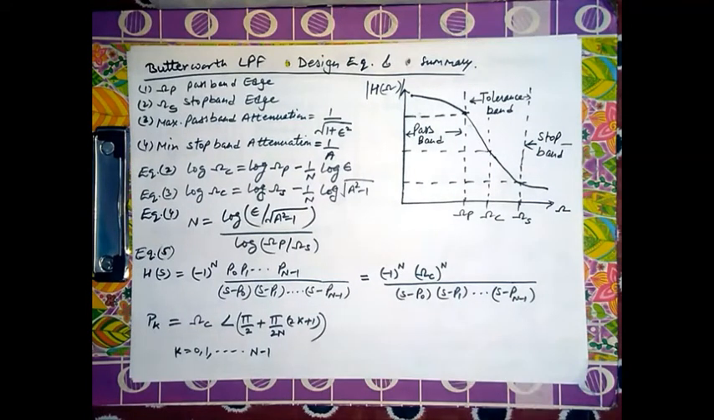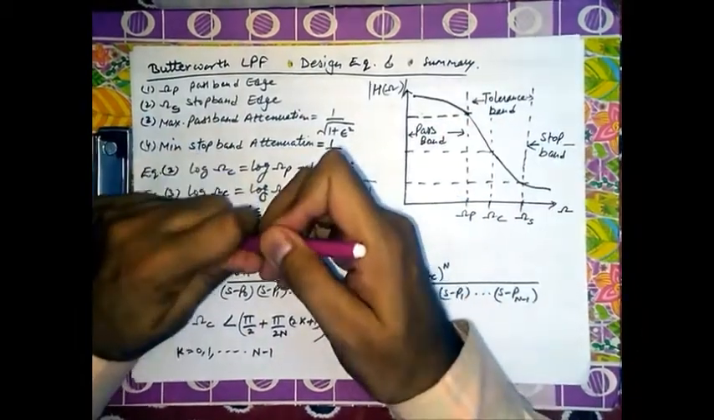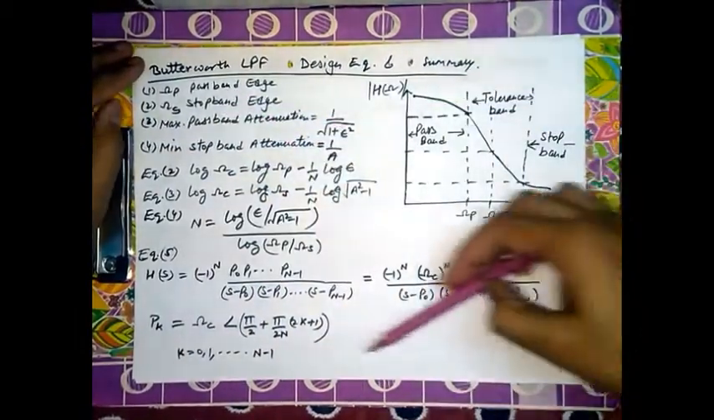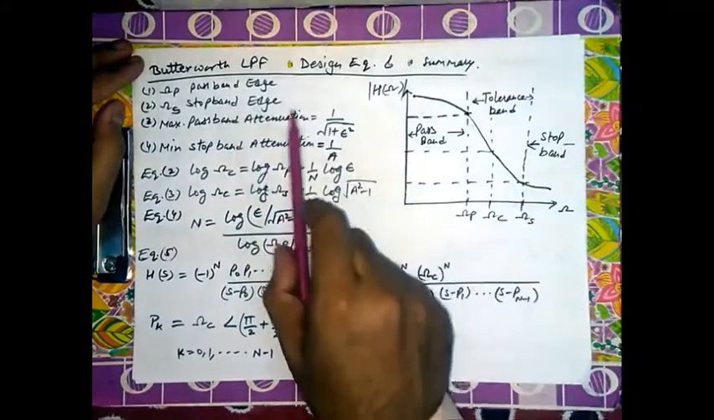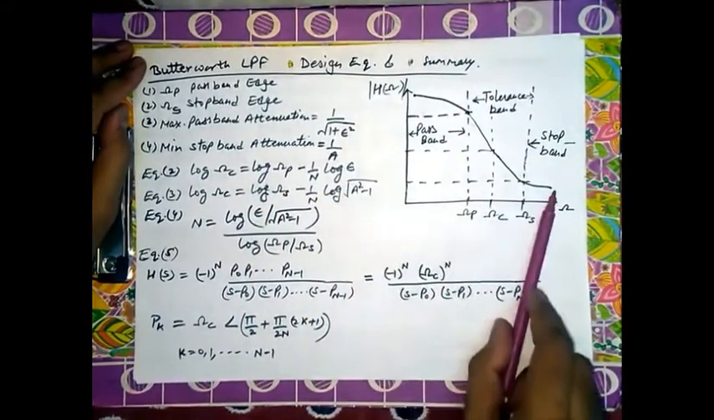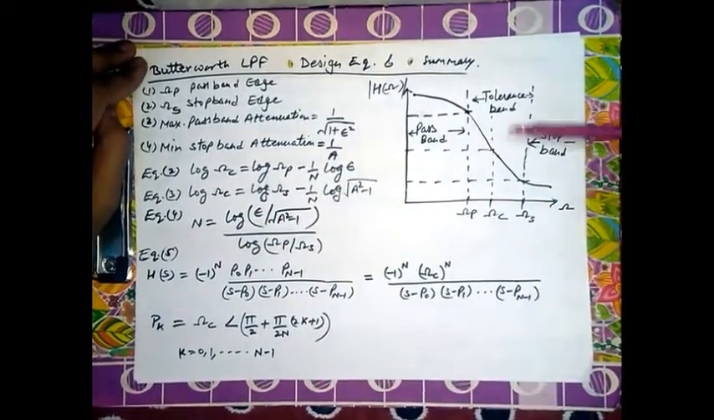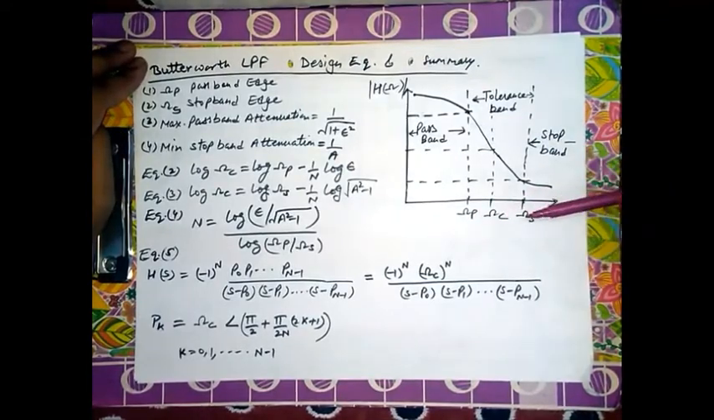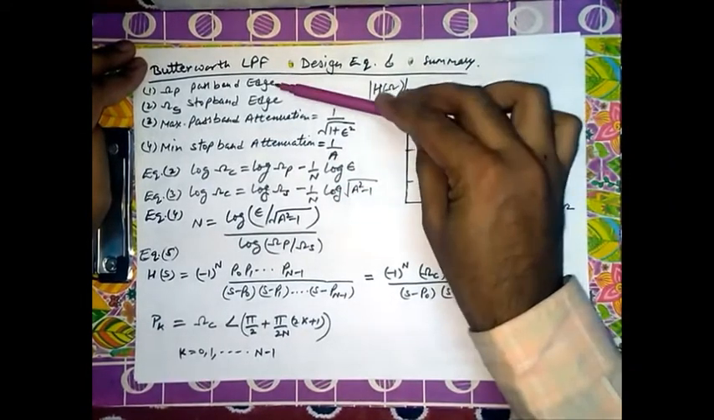First of all, we have already discussed Butterworth filter design, and this is a design summary which we discussed in the last video. A Butterworth low pass filter must have these characteristics: pass band, stop band, tolerance band, pass band edge, cutoff frequency, and stop band edge. These are the summary.